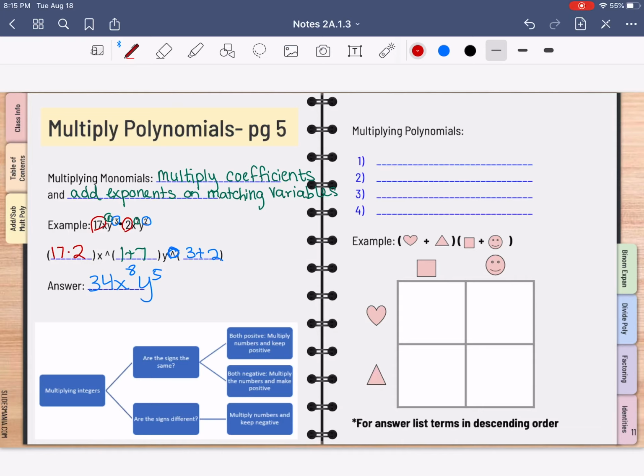Down here it says when you're multiplying integers, if the signs are the same, whether they're both positive or both negative, your answer is going to end up being positive. If they're both positive, you multiply and get positive. If they're both negative, a negative times a negative is also positive. And if the signs are different, one's positive and one's negative, your answer is going to be negative.